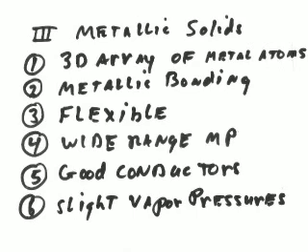The third kind of solid we run into are metallic solids. And a metallic solid is made up of a 3D array of metal atoms. And what's holding the 3D array of metal atoms together is what is called metallic bonding. Metallic bonding is kind of a special case.